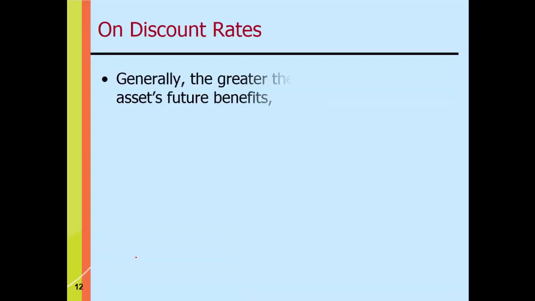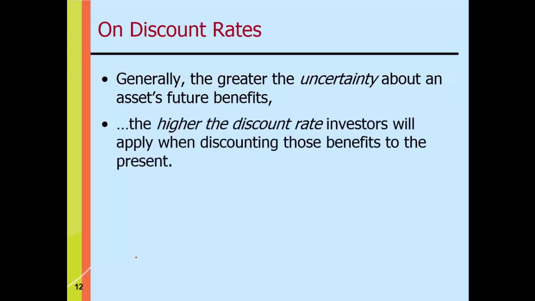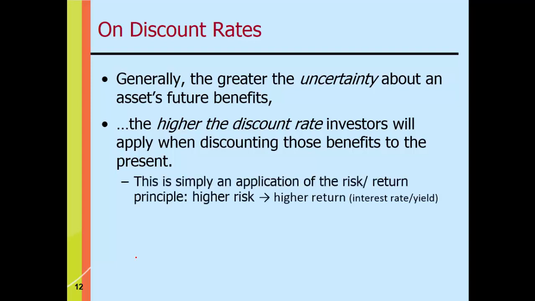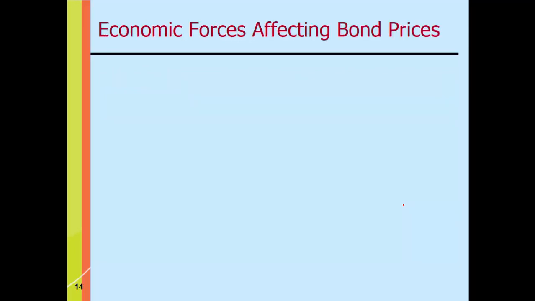Some notes on discount rates. The greater the uncertainty about the asset's future benefits, in other words, the greater the risk of the ability of a company to make its payments on its bonds, the higher the discount rate investors will apply when valuing the bond, discounting the payments. And this is just that risk-return principle again. Higher risk requires higher return. And in the case of bonds, we're talking about the interest rate on the bond, or more properly speaking, the yield on the bond.